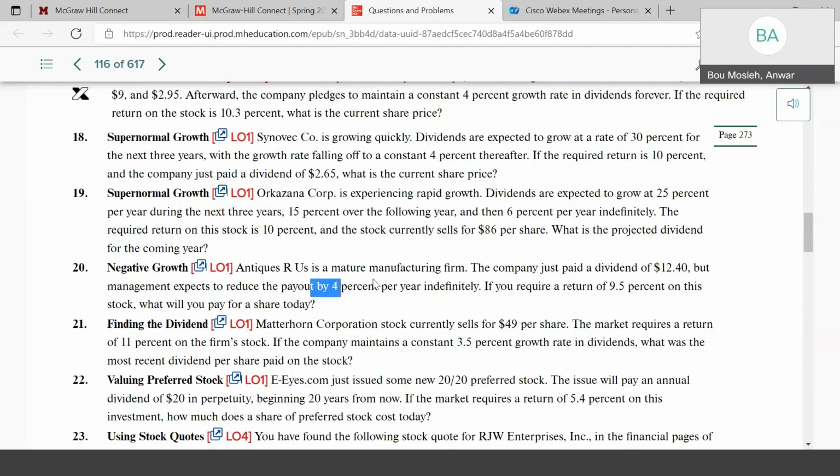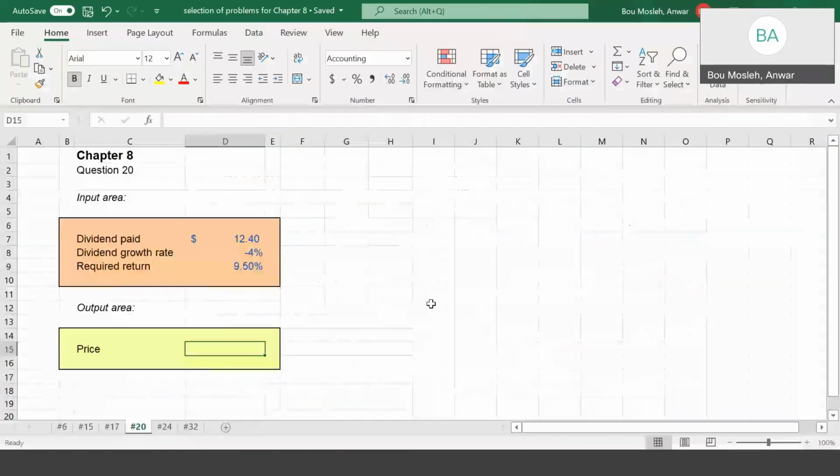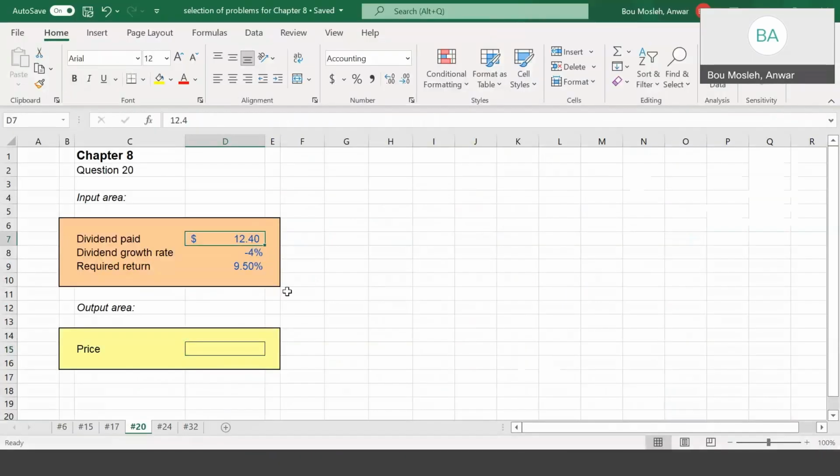So it's one normal firm. However, this firm grows to infinity by negative 4%. In other words, it's reducing the dividends forever. It's kind of phasing out of existence, gradually, 4% less every year. It could happen. So it's not growth, it's like negative growth. Here, 12.4 is the dividend today. This dividend will decrease by 4% every year forever. The required return is 9.5. What would be the price?